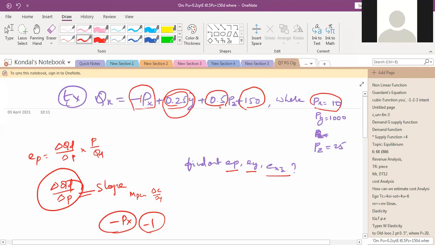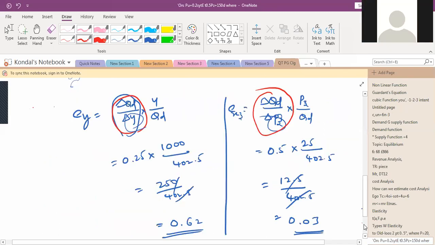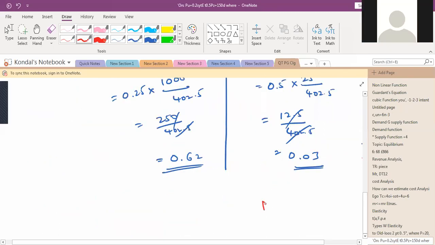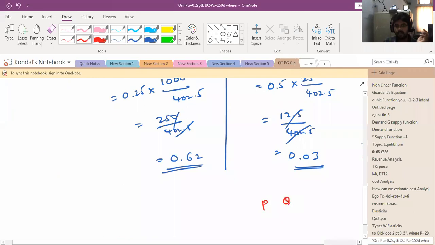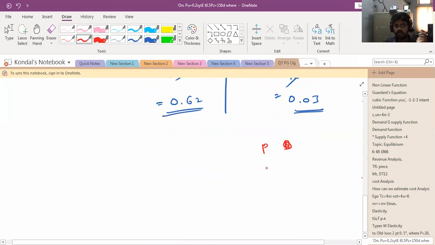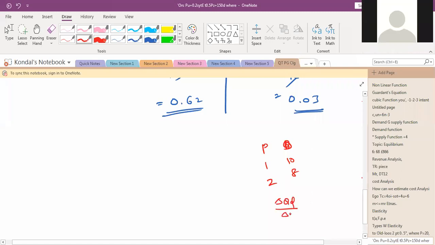Okay, slope is like a coefficient. Generally, as I told you last day, when we are measuring the price and demand, or QD, in percentage, for example, how do you get the slope? For example, price goes from 1 to 2 rupees, and quantity goes from 10 to 8. What is the slope here? That is delta QD by delta P into P by Q, right?